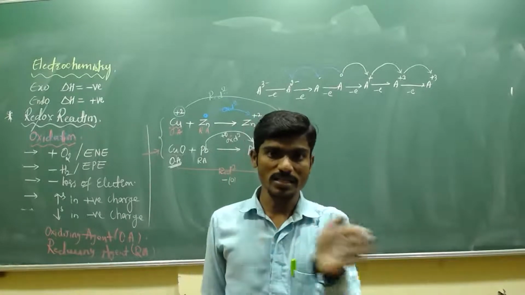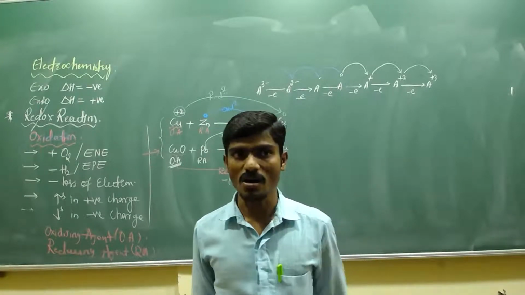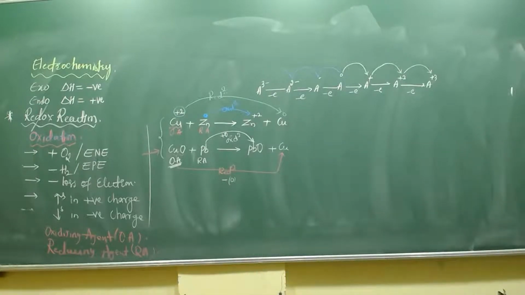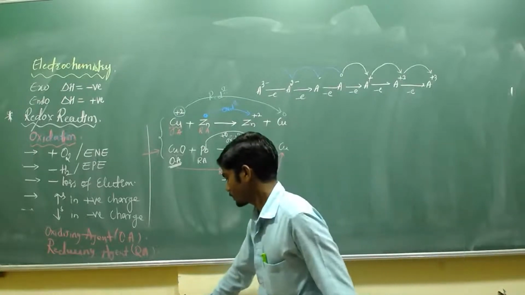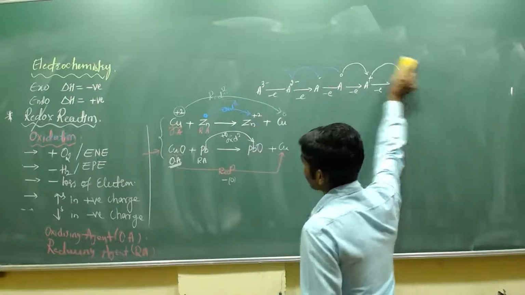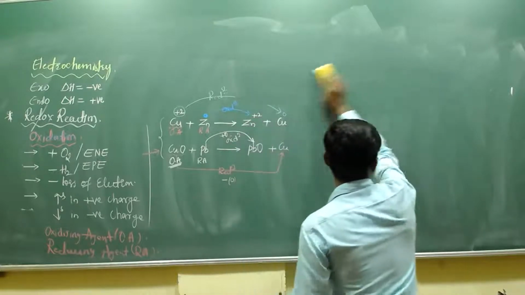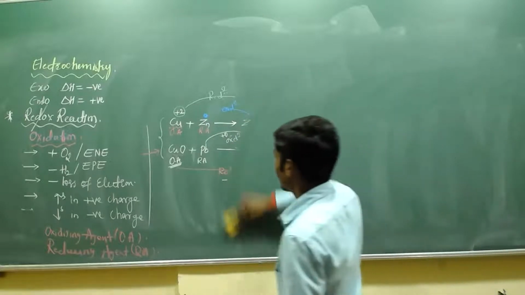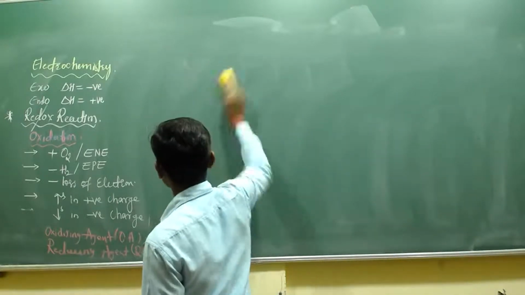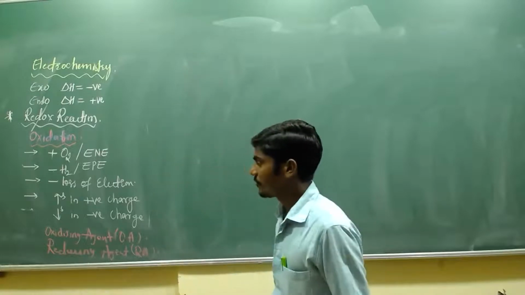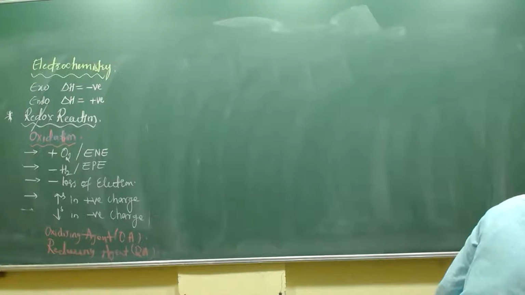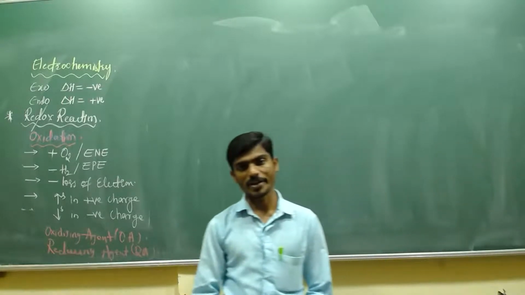Now, let us discuss the first part of electrochemistry. That is about conductors. So here, as we are dealing with electricity, production of electricity, current, production of current from the energy liberated during a spontaneous chemical reaction, right?